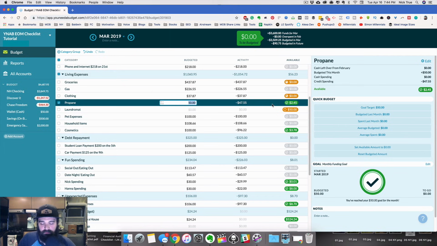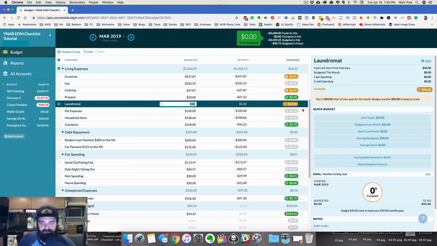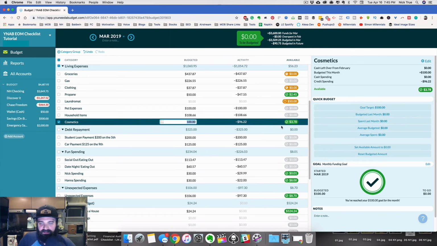So if I have money left over, I like to let it just roll over and build up a nice little slush fund, a little extra in this propane account so that when the winter comes and we are consistently spending more than we typically budget, we have some extra in there from the previous months so we can go get our propane without really breaking the budget. I'll do the same thing with the laundromat and cosmetics. This is also one of those things because we don't always buy the same amount of makeup or deodorant or toothpaste or toothbrushes month to month, so I'm going to let this roll over as well.